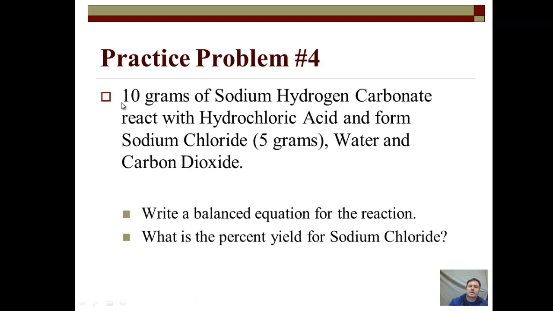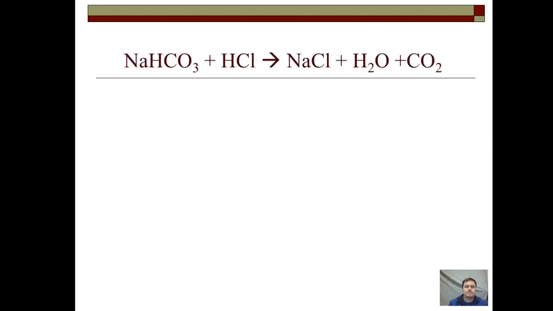So we're going to have sodium hydrogen carbonate. Hydrogen carbonate, that sounds like a polyatomic to me. Don't forget those rules. It reacts with hydrochloric acid, HCl, to form sodium chloride, water, and carbon dioxide. So pause this, write that balanced chemical equation, and then figure out what the percent yield is, and then watch the rest of this video once you're done.